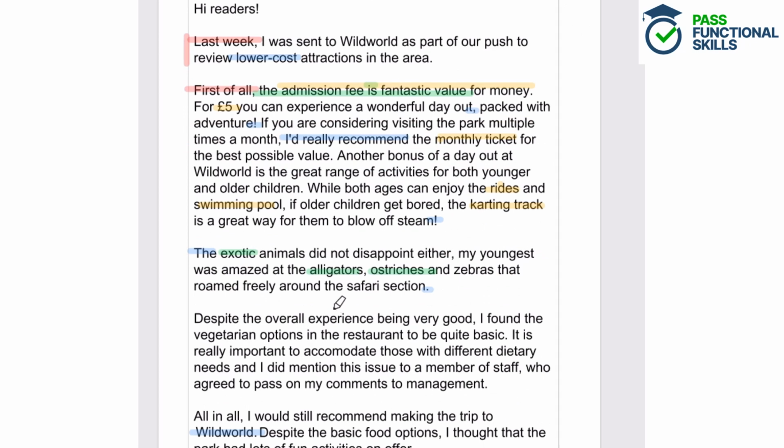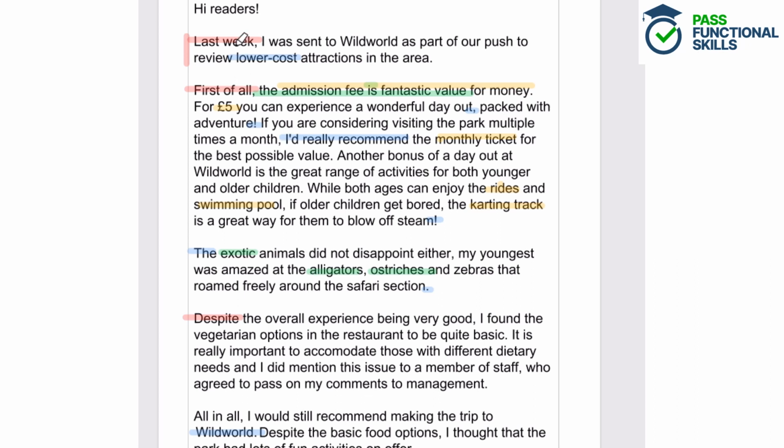Then further on we have despite, which provides a contrast with all of the positive things that we've been talking about here. So we're moving on to talk about the negatives. So these are really good temporal phrases that have been used to structure the answer and link ideas in paragraphs together effectively.